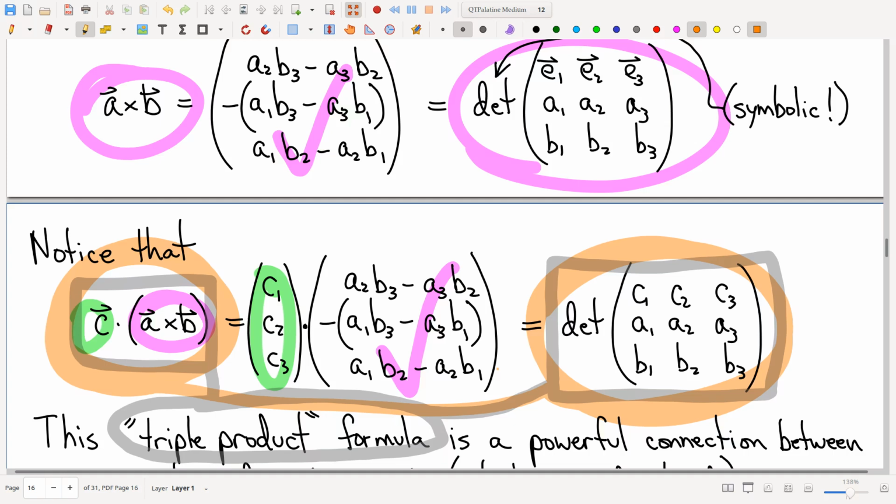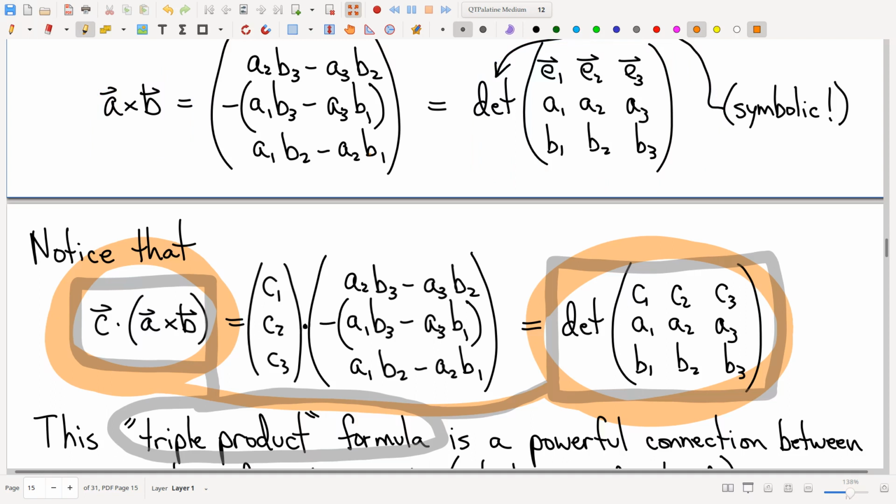So how about that? That's interesting. This is actually a really powerful equation, really, really important equation. This is called the triple product expression. This expression here is cool for many reasons, but here's the way I like to think about it.